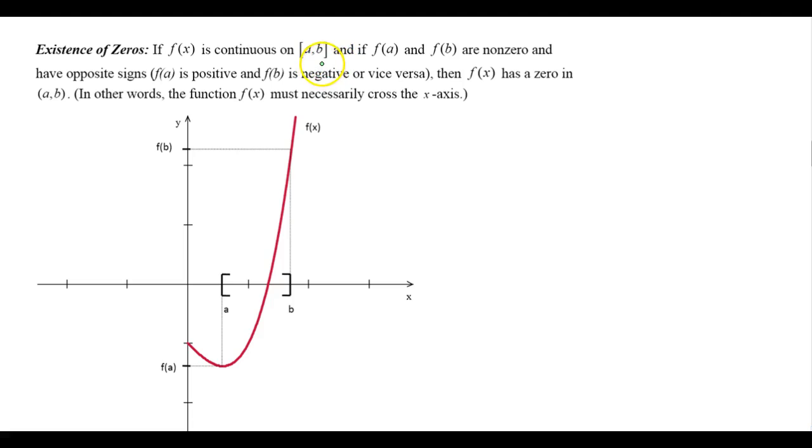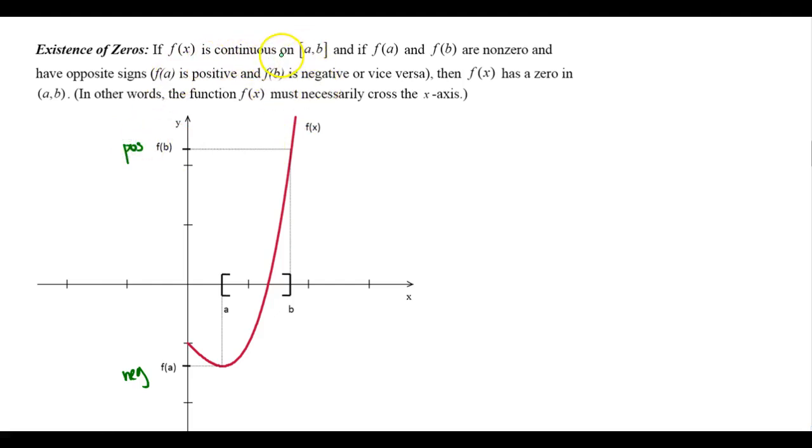So again, so far, the same as the intermediate value theorem, continuous on a closed interval. So here we have our closed interval, and I am a continuous function all the way. And if f of a and f of b are non-zero and have opposite signs. Alright, so if f of a is positive and f of b is negative, or vice versa. So let's look at our example here. So here's a, f of a is a negative value, and f of b is up here above the x-axis, so this is a positive value.